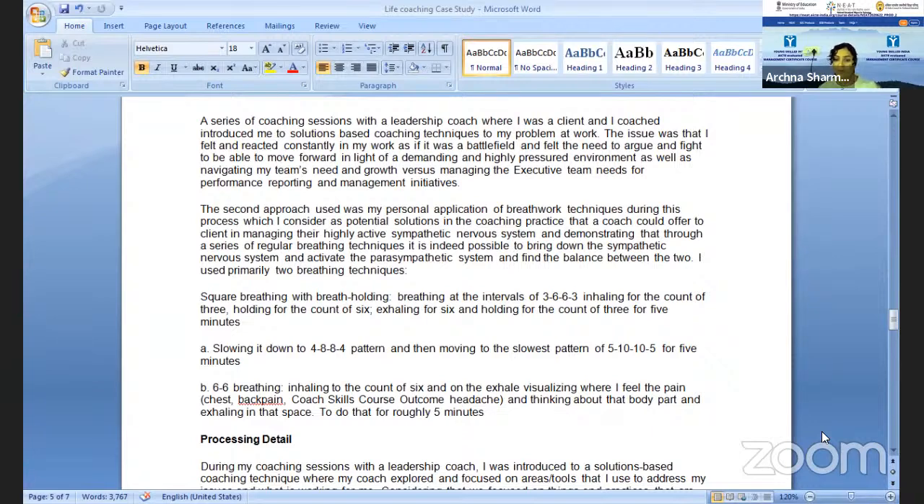The 4-8-8-4 pattern is that on the count of 4, you will inhale. Then for 8 counts, you will keep the breath inside you. Then you will exhale counting 8. And then you will again hold for a count of 4. Right? So that's how we are going to do it. I'll try and give you a guided kind of meditation, and then you can do it. So right, close your eyes.